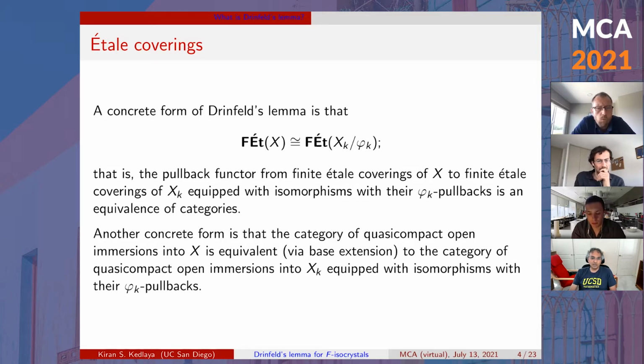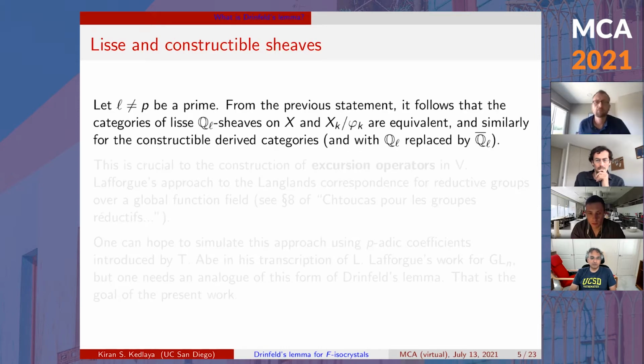So these two statements are both somehow telling you that the topology of X, either Zariski or étale, is similar to the topology of X_k divided by φ_k. Okay, so how does this play a role in the Langlands correspondence? Well, let's consider a prime ℓ not equal to p.